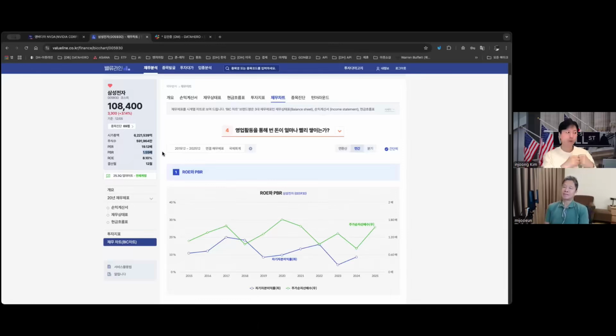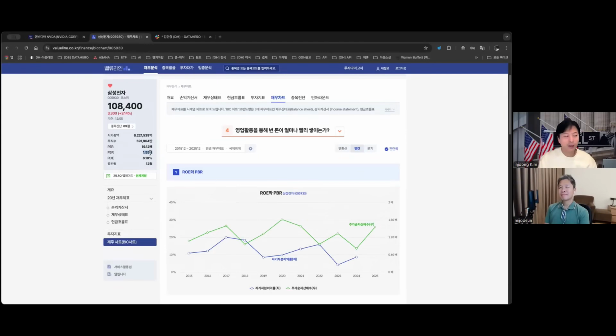So what this means is that the market already knows that its return on equity will go up to about 20%. It's already reflected. So even though the recovery wasn't that fast, I wondered why the stock price jumped from 50,000 won to over 100,000 won, but actually the market already knew. That's what it was. It moved slowly, but that's how it was. So is this the peak?